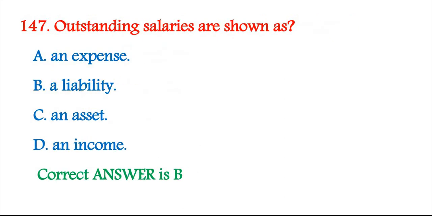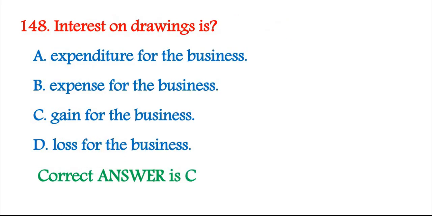147. Outstanding salaries are shown as A. an expense, B. a liability, C. an asset, D. an income. Correct answer is B. 148. Interest on drawings is A. Expenditure for the business. B. Expense for the business. C. Gain for the business. D. Loss for the business. Correct answer is C.